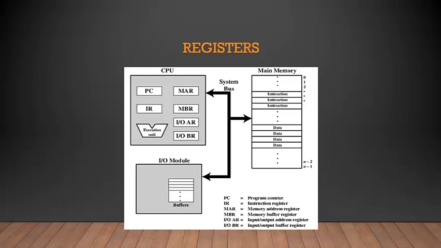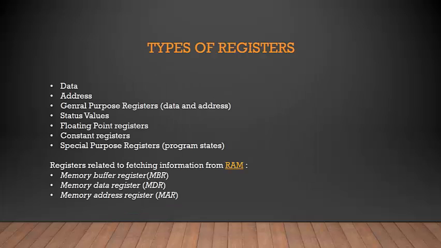So, that leaves the question, what kind of registers do we have? So we have data registers, address registers, general purpose ones, which can be data and addresses. We have status values, floating points, constants, special purpose, which could be program states, and also we have registers related to fetching information from RAM, which are the memory buffer, the memory data register, and the memory address register.